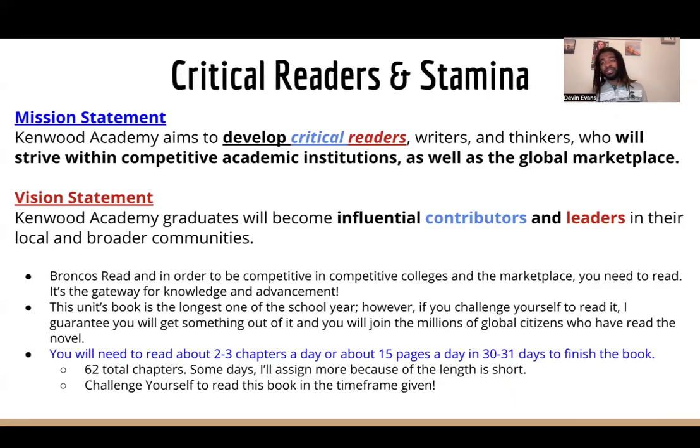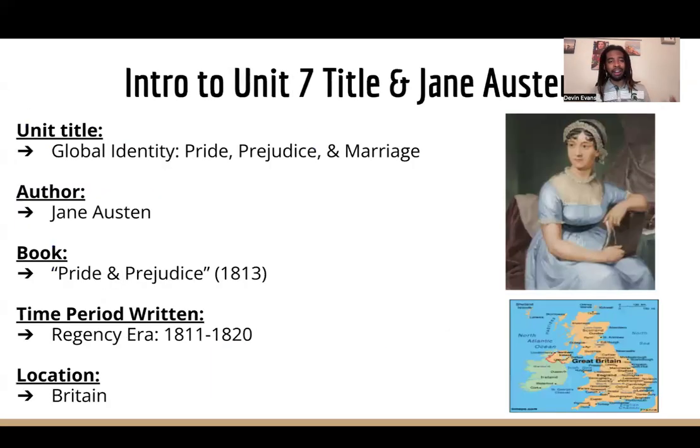Let's go to the next part of our day today, which is our final intro to Unit 7. And first of all, 7 is a number of completion. So I'm very excited to be ending the school year with this amazing, beautiful novel by Jane Austen. So first and foremost, welcome everybody to Unit 7, Pride and Prejudice by Jane Austen. As you all know, I have covered every single unit by using a basis point for our course content, which is called global identity. Okay, that's our basis point.